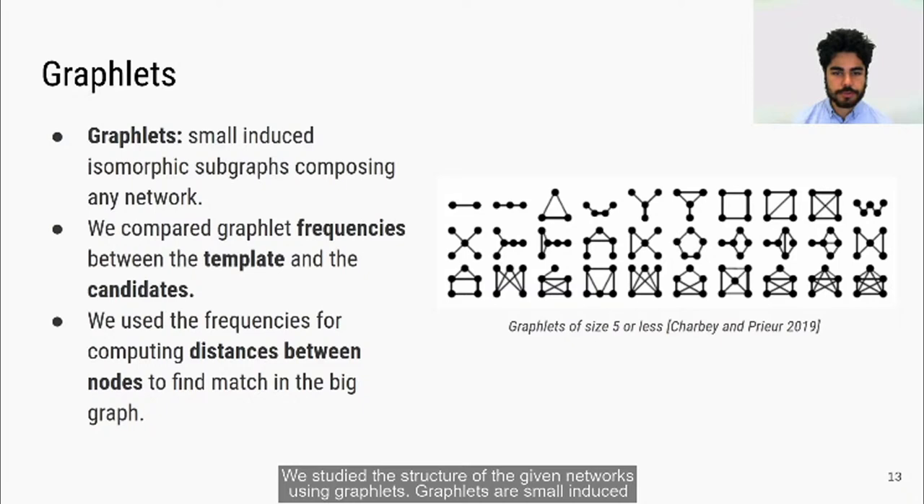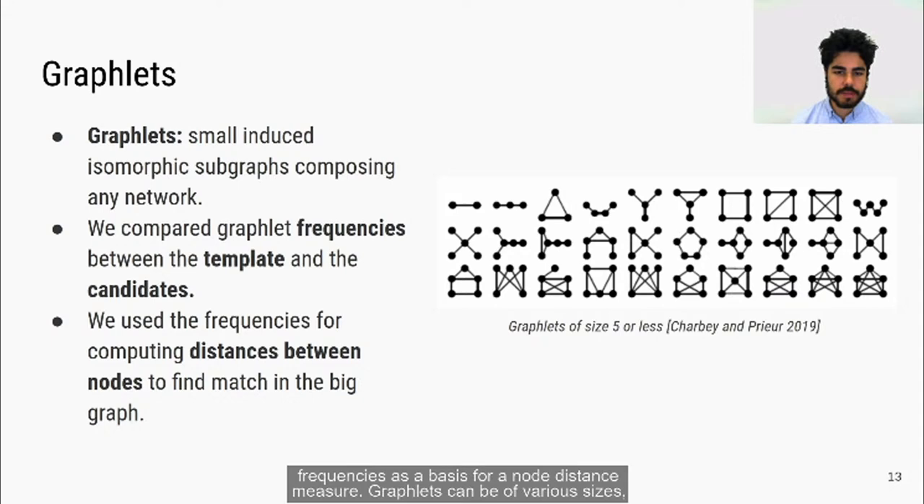We studied the structure of the given networks using graphlets. Graphlets are small induced subgraphs composing any network which give information on the local and global structure of the graph. We use the graphlet frequencies to compare the template and the candidates on a global and node level, but also to find potential matches in the big graph using the frequencies as a basis for a node distance measure.